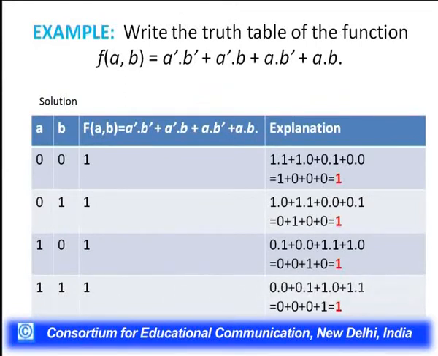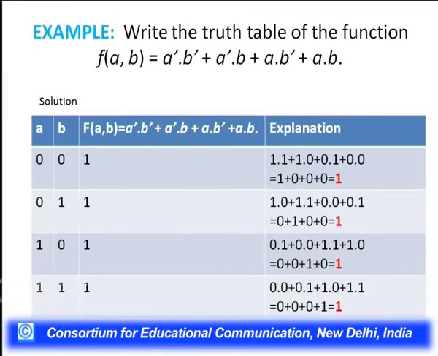Now consider the different combinations of a and b. A is 0 and b is 1. Again put the value of a and b in the expression, and after putting all these values and evaluating the expression, we will get 1, so put 1 in the function column.